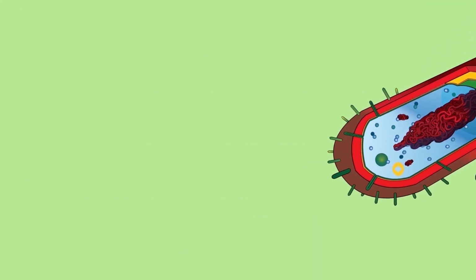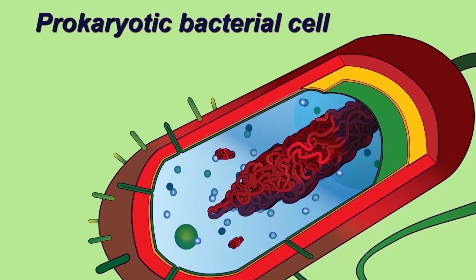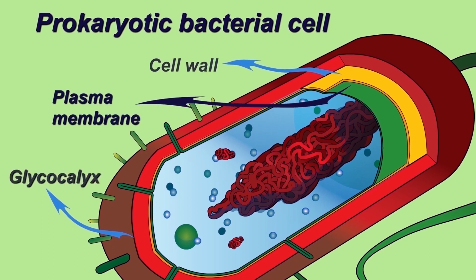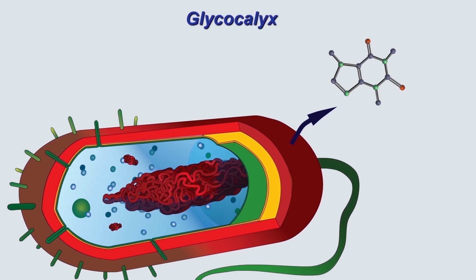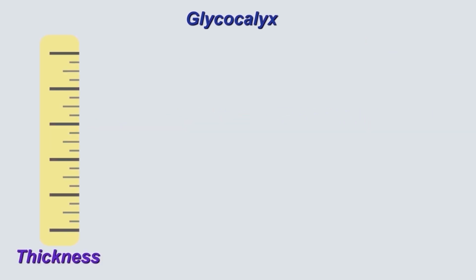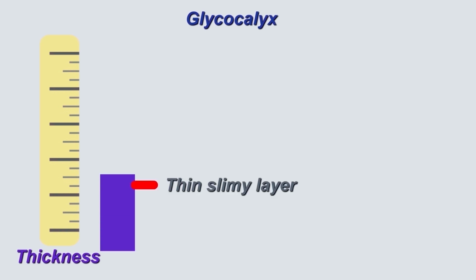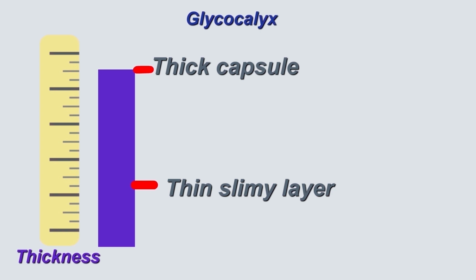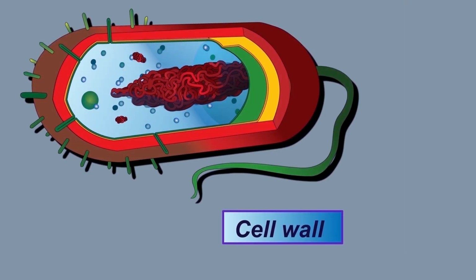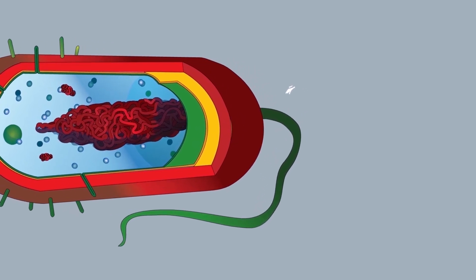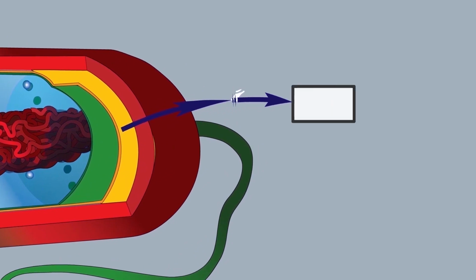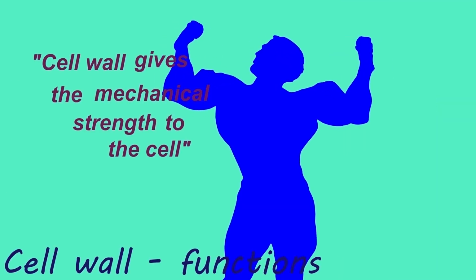Most prokaryotes have a complex cellular outer covering made up of three layers: outer glycocalyx, middle cell wall, and inner plasma membrane. The glycocalyx is made up of mucopolysaccharide. Based on the thickness of the glycocalyx, it can be classified as a thin, slimy layer or a thick capsule. Inner to the glycocalyx, the cell wall is present. The cell wall is made up of a macromolecule called peptidoglycan. The cell wall gives mechanical strength to the cell.